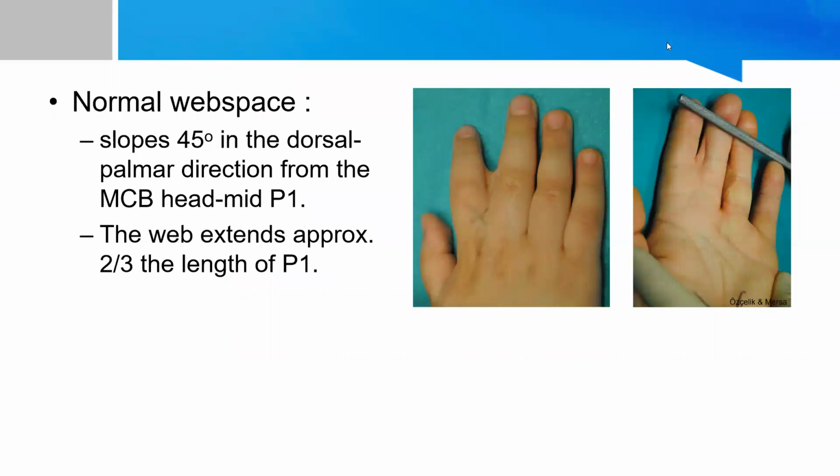The normal web space, which is the parameter used to judge syndactyly, slopes at 45 degrees from dorsal to palmar direction, from the metacarpal head towards the proximal phalanx midpoint. It usually extends approximately 2/3 the length of the proximal phalanx.